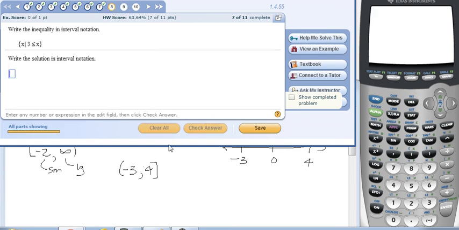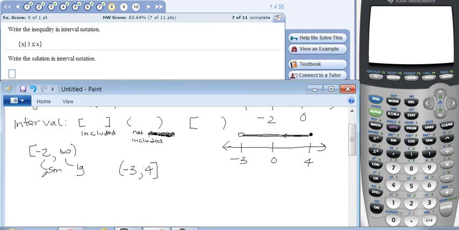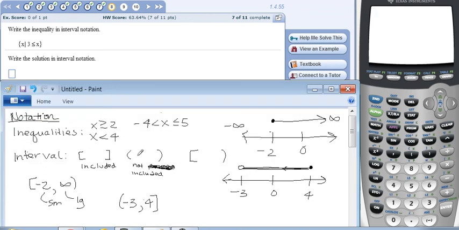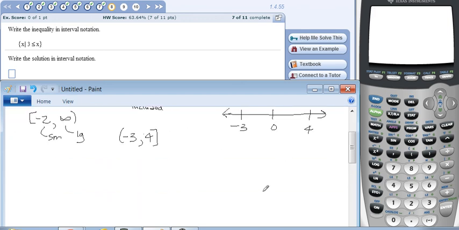Oh, there's that darn set builder. All right, so far what we have is inequality, interval, and number line form. Now let's get to that set builder. If you ever do higher levels of math, you'll see this all the time. By about pre-calc, calc, we use that pretty exclusively.